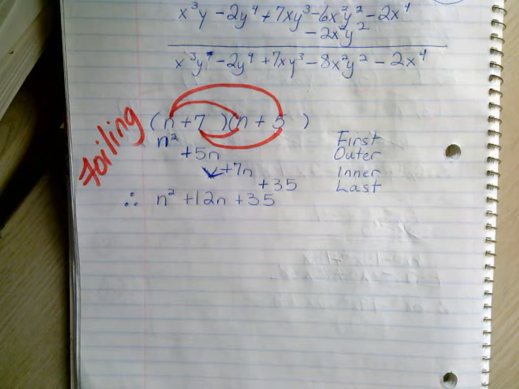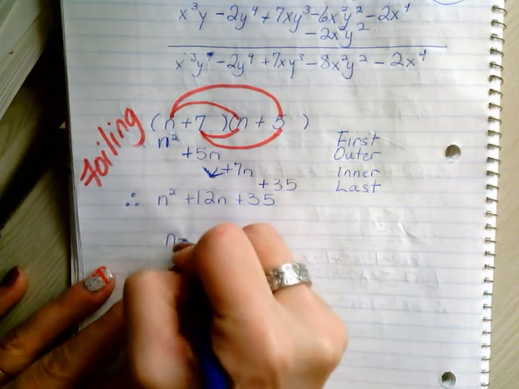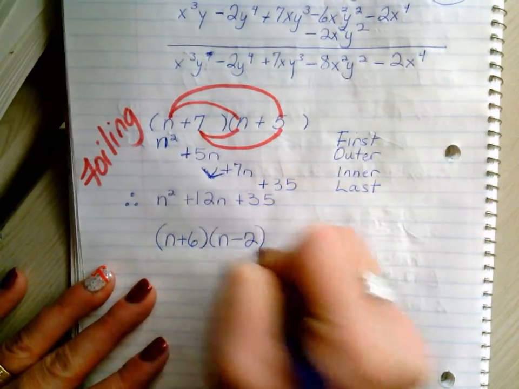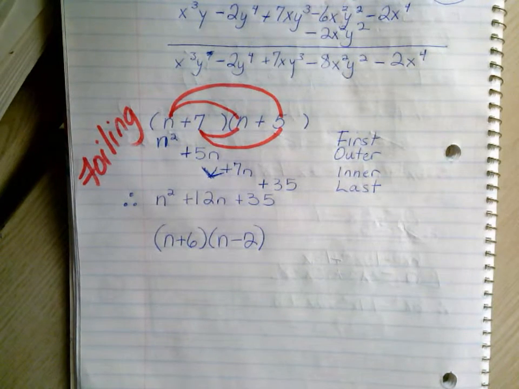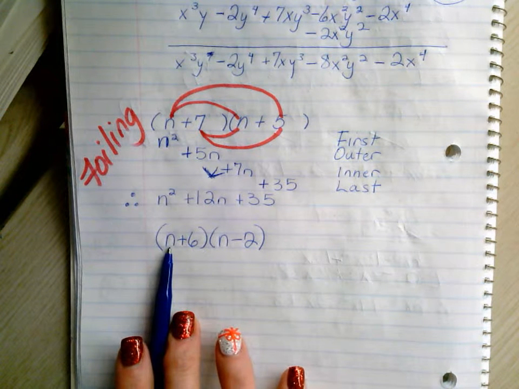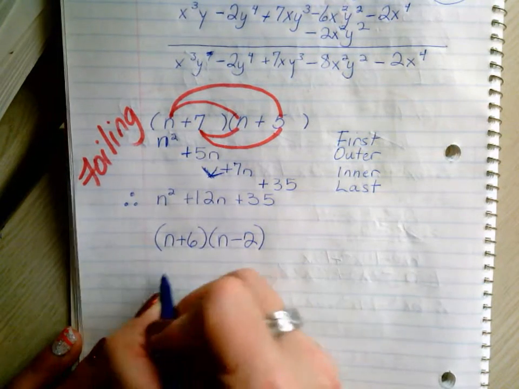Okay? That's foiling. You can't use it for 3 by 2 because there's 3 in one and there's 2 in another. Do you guys want to do another FOIL example real quick? I'm going to do one more anyway. N plus 6, N minus 2. You guys see that? What's the result of multiplying the first 2 terms? Say again? N squared. N times n is n squared.